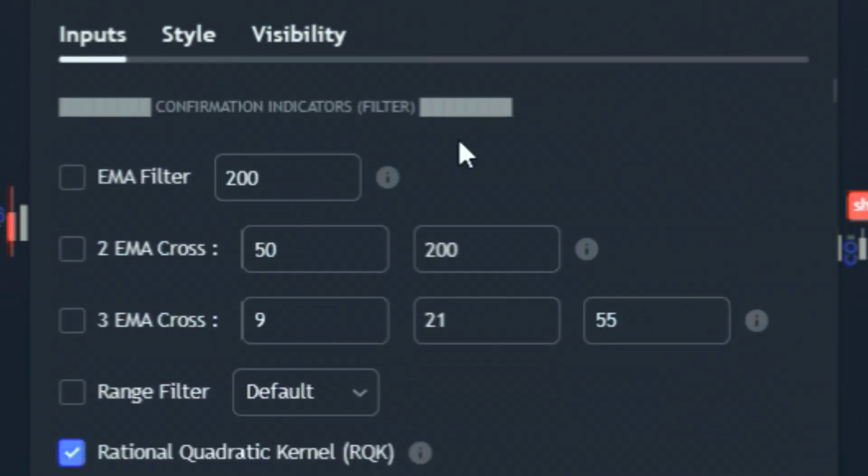Today, we'll zoom in on the EMA filter as our confirmation indicator, and we'll turn off the others for now.